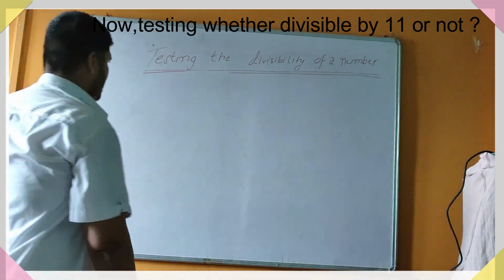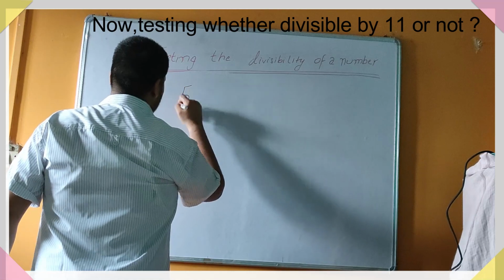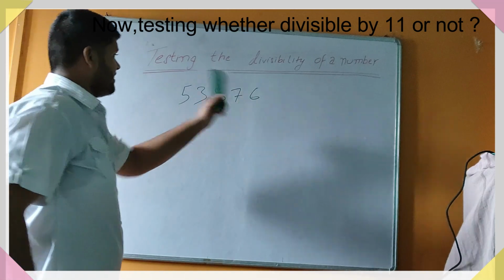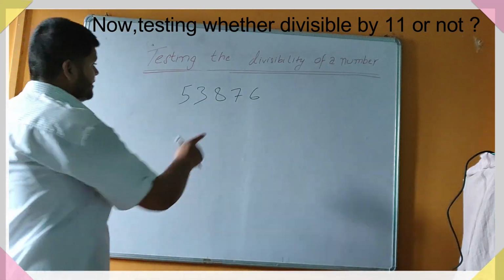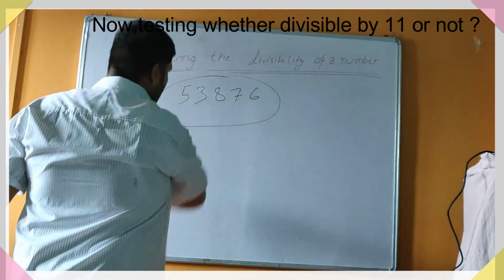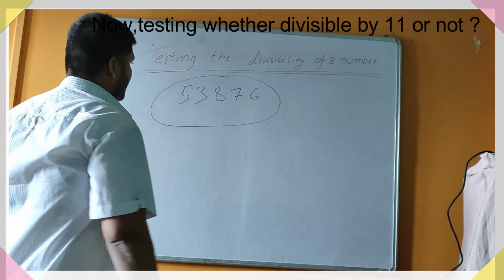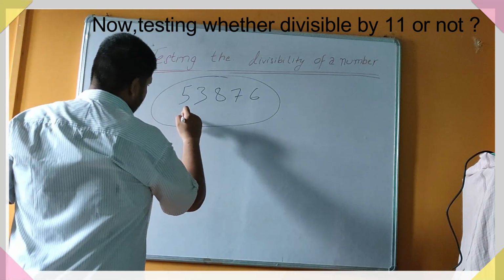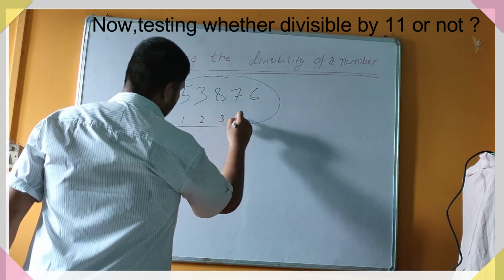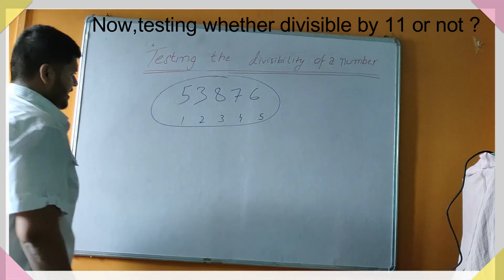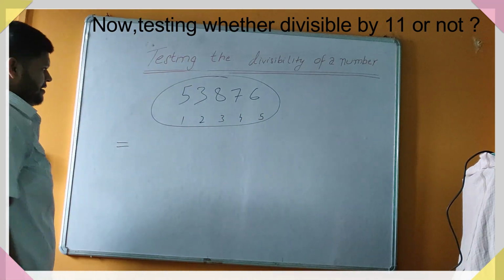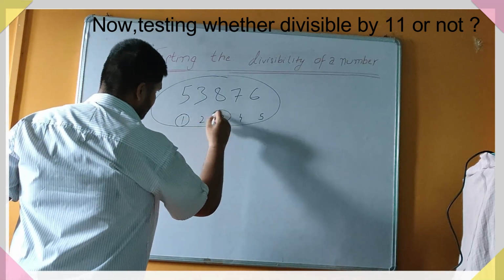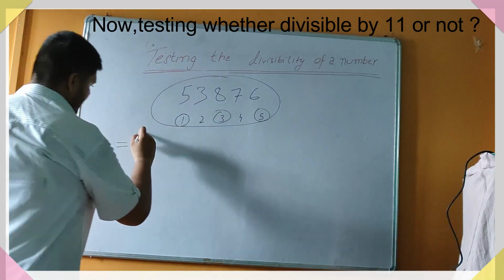Now I will take a different number. 5, 3, 8, 7, 6. This is a number, and I would like to test whether this number is divisible by 11 or not. To do that, simply from the left hand side you have to number it. That is 1, 2, 3, 4, 5. And then you have to put an equal symbol. Then you have to take the odd places, that is 1, 3 and 5, that need to be added up.